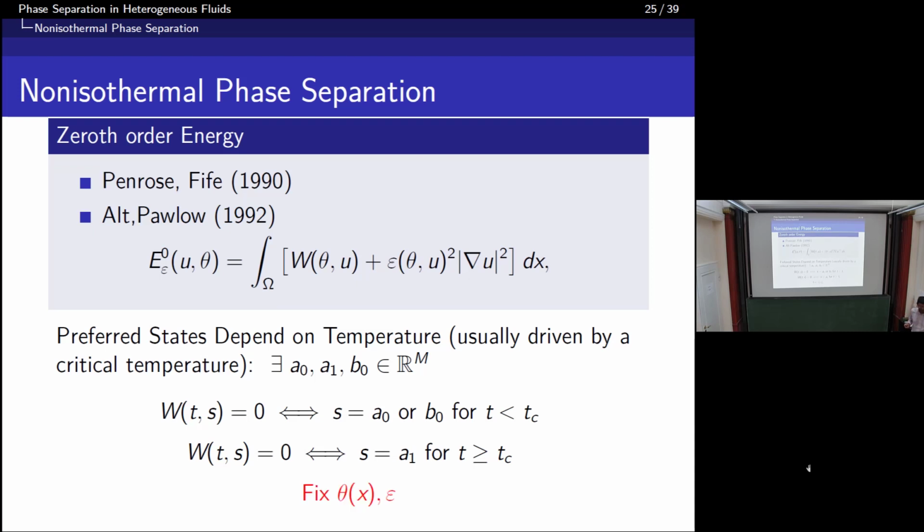But we're going to try to avoid some of the complications of having two variables, or two functions. And we're going to pretend we can fix a theta of x, so we're going to treat this as a W of x and u. And then we're also going to fix epsilon so it doesn't depend on all the fields.